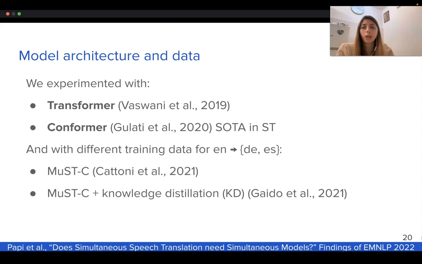We experimented with two types of architecture, the transformer architecture and the conformer, that is the current state-of-the-art architecture in speech translation, and is composed of a conformer encoder and a transformer decoder, and with different training data for English to German and English to Spanish language pairs. That is, we consider only MuST-C, and we consider MuST-C plus sequence-level knowledge distillation that is performed using a machine translation model to translate the transcripts of MuST-C, and using this translation together with the gold standard translation to train our model.